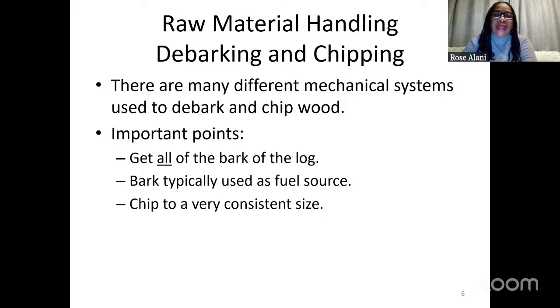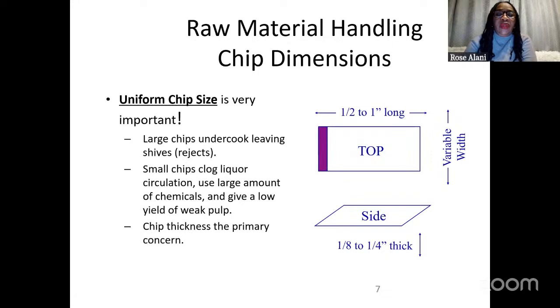And then the bark typically is used as a fuel source, because the dry bark of the wood can be used for burning. Then the chips should be of consistent size. When you're chipping, you cut the wood into a consistent size. It has to be a uniform size of wood. So it's very important for the chip size to be uniform.